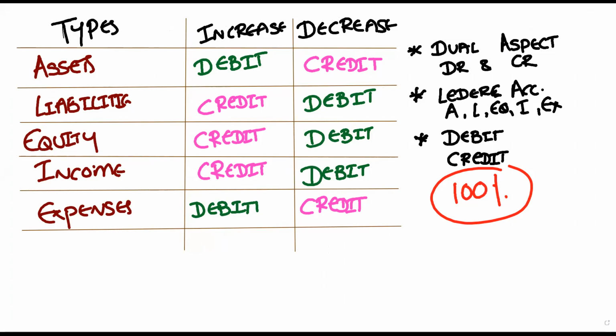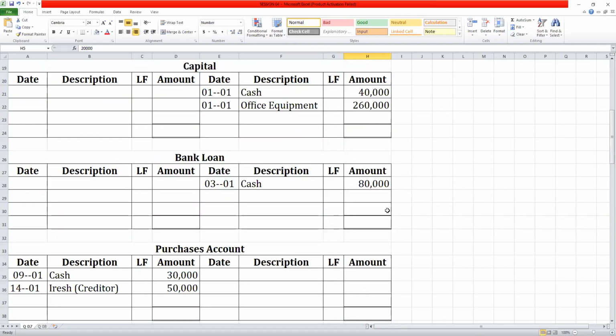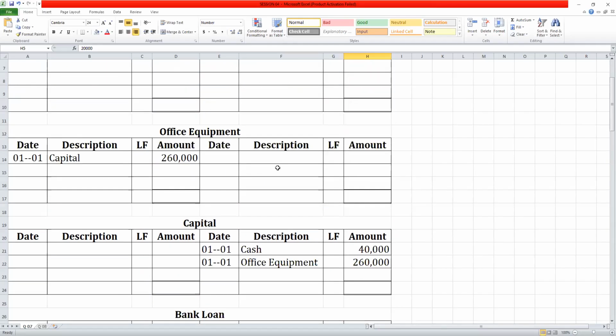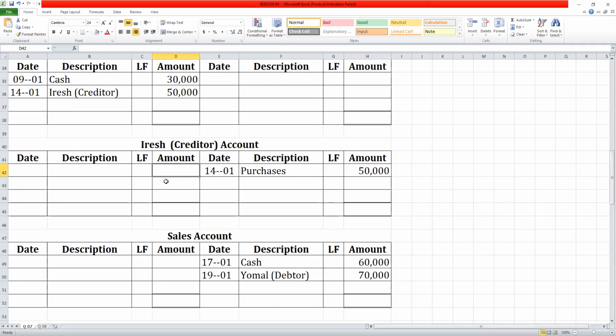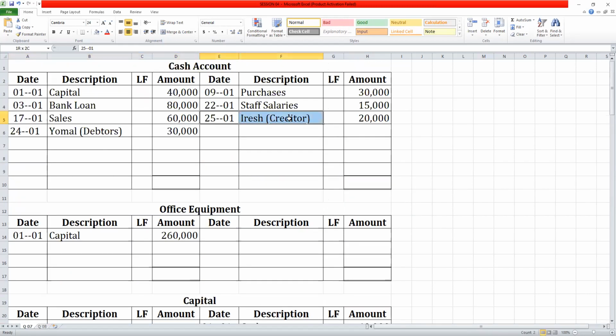Let's record it now. We have credited the cash account. Now debit the personal account of Iresh. We have paid 20,000 to him. The date is 25th January. We have paid cash. Learn this well. Right? Principles of double entry: liability decreases, debit. Here, assets decrease, credit. Are we clear now? Right.